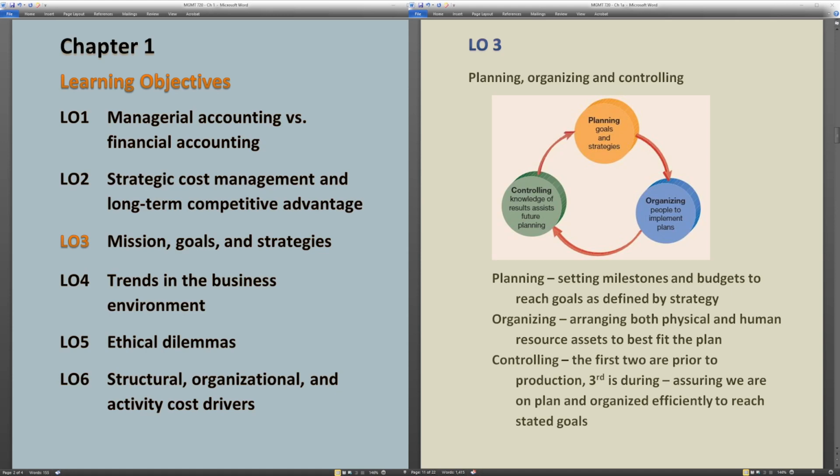And lastly, while planning and organizing are kind of done prior to actually running the business year or the production year, during business time, you control. The controlling aspect is assuring that the plan and the organization is working, that there's no deviation or variance from the plan, and basically trying to see that you're effectively and efficiently reaching your goals.